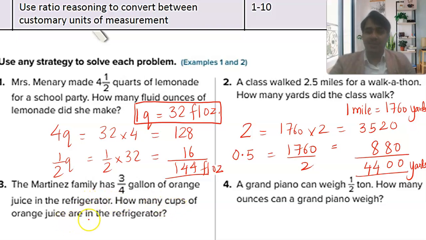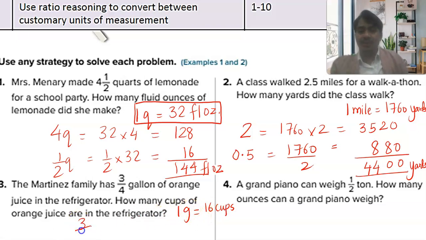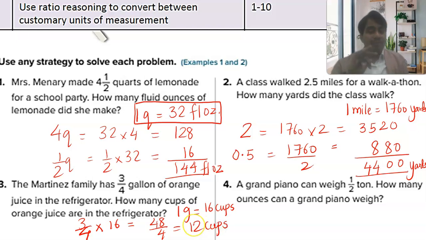Next, the Martinez family has 3/4 gallon of orange juice in the refrigerator. How many cups of orange juice are in the refrigerator? Now they want you to go from gallons to cups. Now remember, 1 gallon is 16 cups. So 3/4 times 16. So basically this is 48/4. It will give me 12 cups. So 3/4 of the gallon is 12 cups.